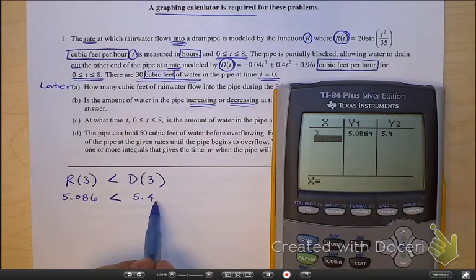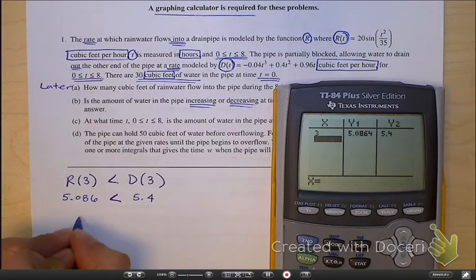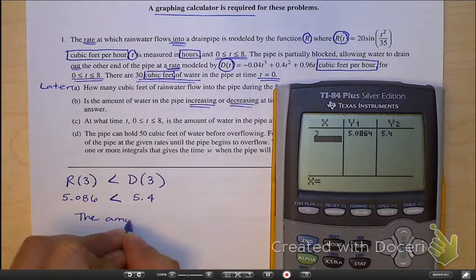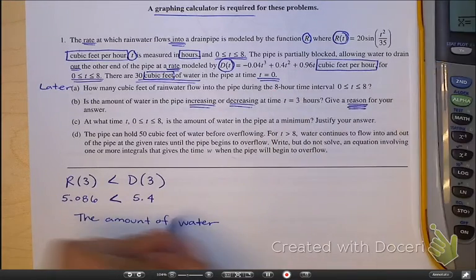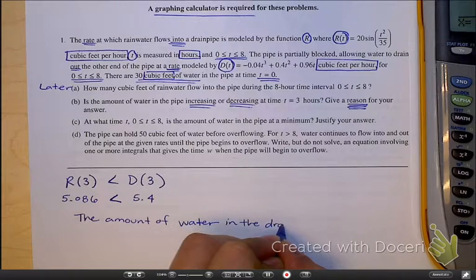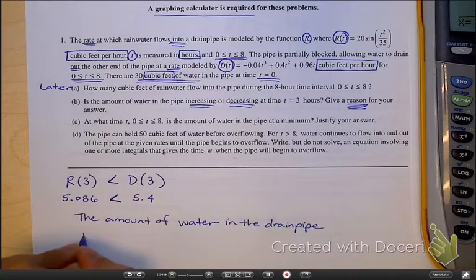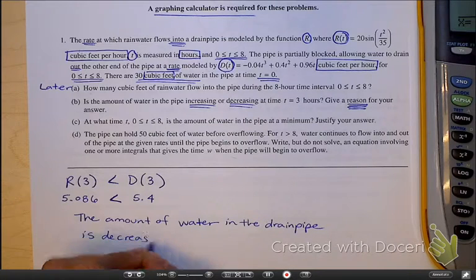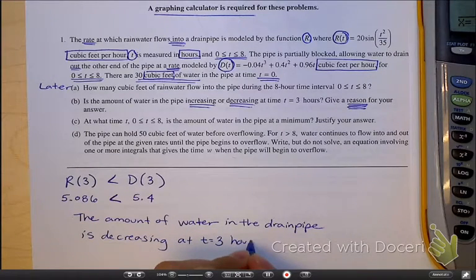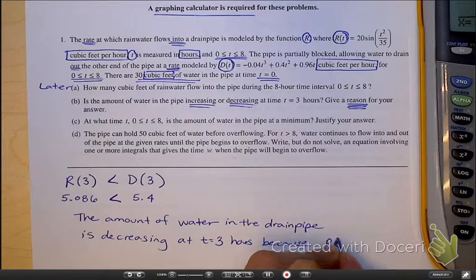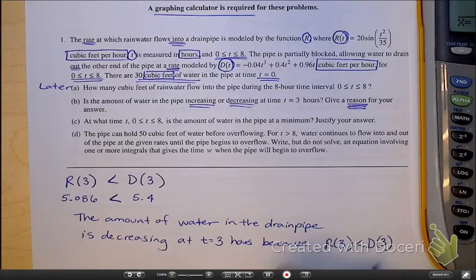So more water is leaving than coming in, which means that the amount of water in the drain pipe is decreasing at t equals 3 hours because R of 3 is less than D of 3, meaning that the rate that it's flowing in is less than the rate that it's flowing out. So it's leaving quicker than it's coming in, period.